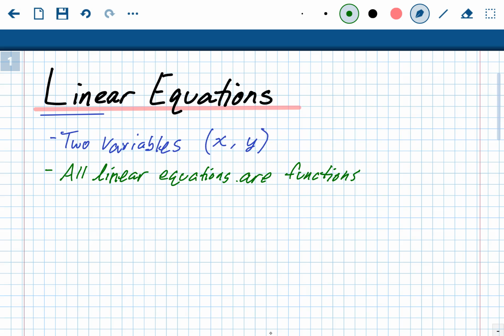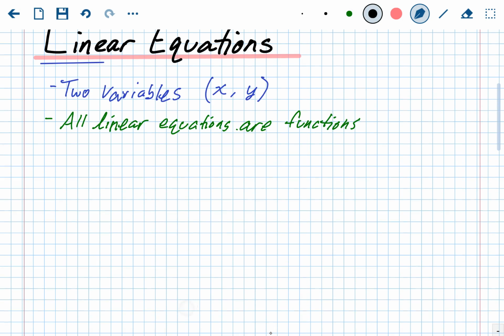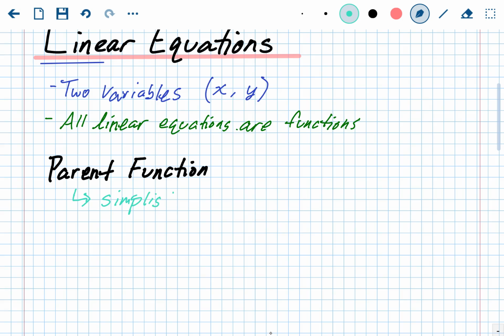Now each time we introduce a new function, we're going to go through the same steps. We're going to talk about the parent function. What the parent function is, and all types of functions have a parent function. It's the simplest form of the equation, the simplest form of a linear equation. So it's the most basic version of a linear equation.